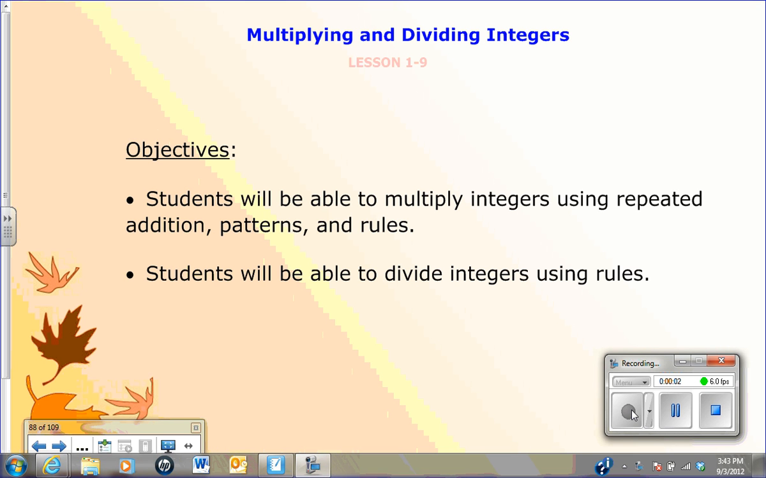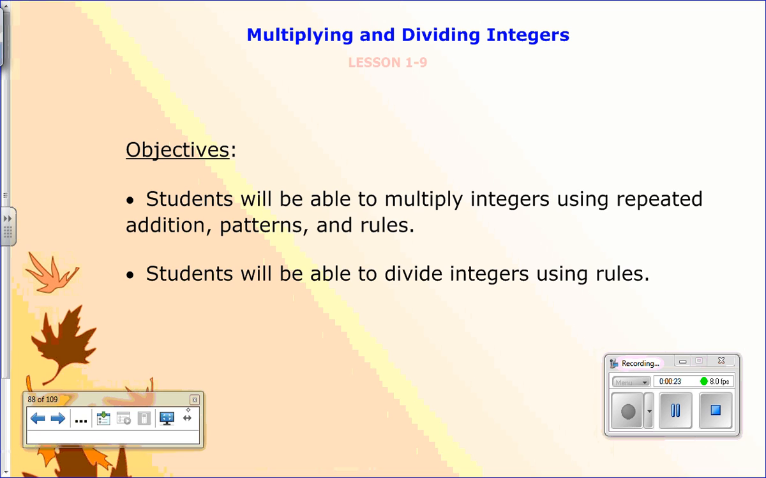Good evening and welcome to lesson 1-9 on multiplying and dividing integers. Our two main objectives for tonight are you'll be able to multiply integers using different methods such as repeated addition, patterns, and rules. And you'll also be able to divide integers using the rules. All right, so why don't we go ahead and get started?